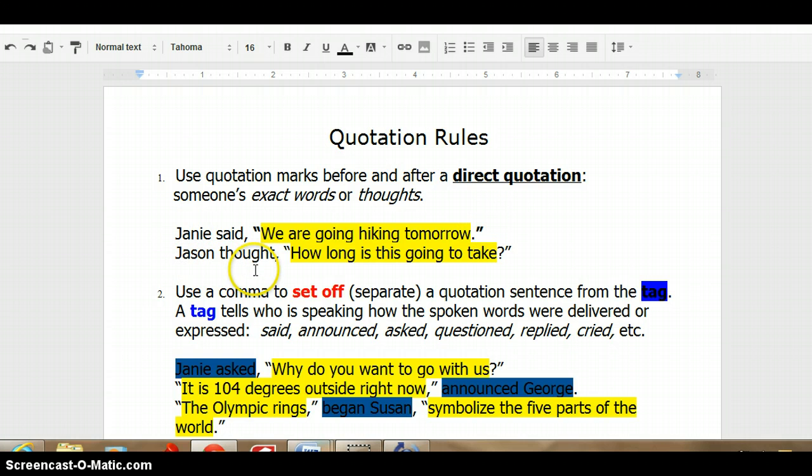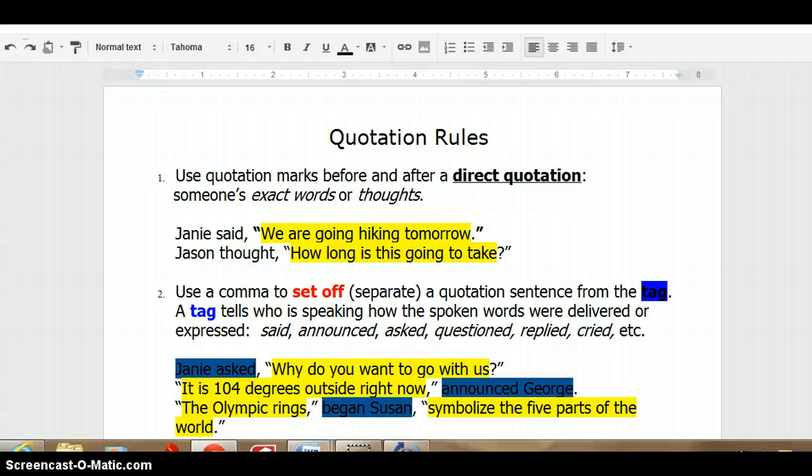Now, if it's a thought, you're going to do exactly the same thing. You're going to begin the thought with quotation marks and end the thought with quotation marks to show that those were the exact words that he was thinking.